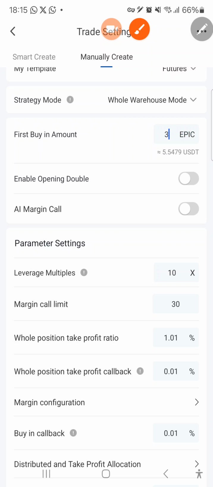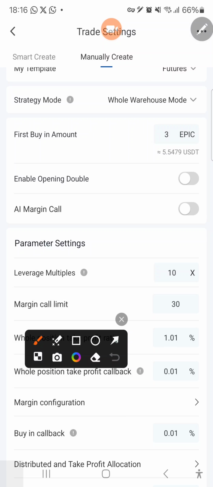Now, depending on how much I want to use, I've already realized that the first buying amount is supposed to be 5.5, because usually all the first buying amounts of all these trades in Royal Q start with 5 USDT, which is here. How do I ascertain it is 5? How many epics are in 5 USDT? There are only 3.